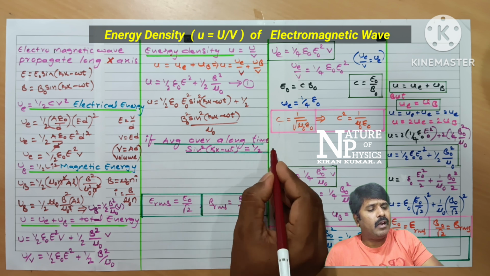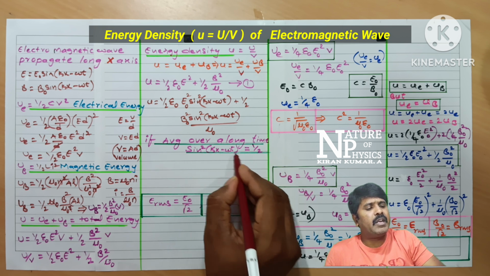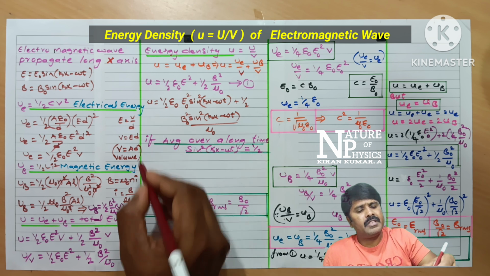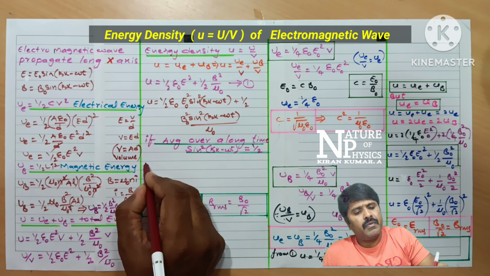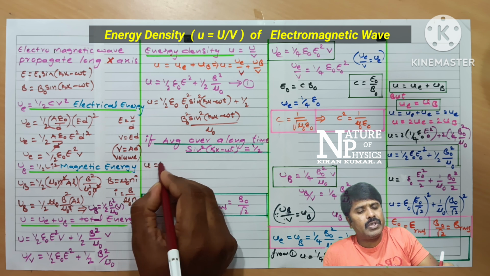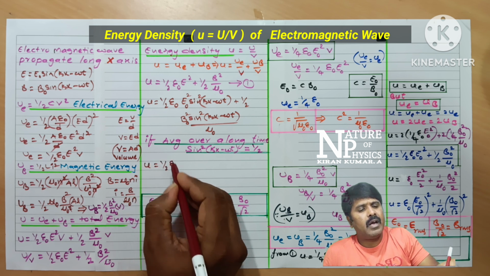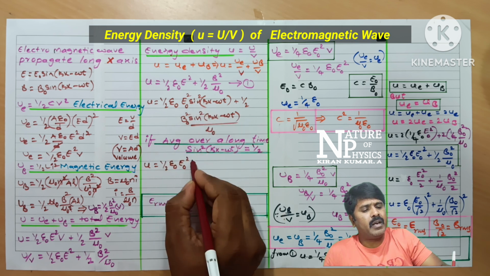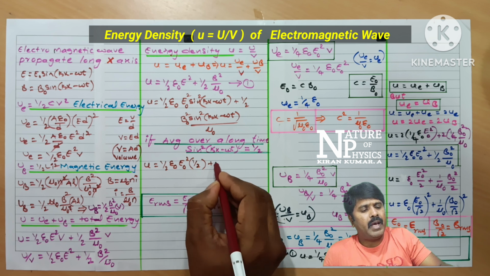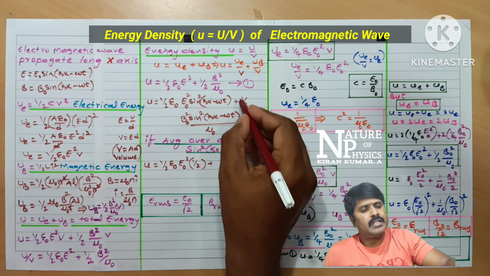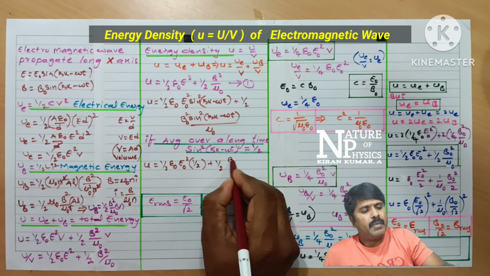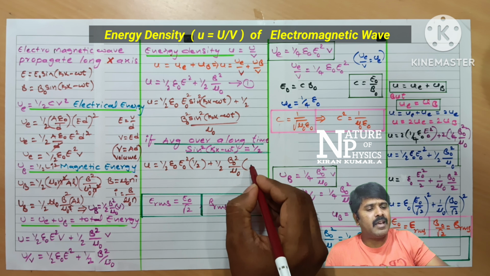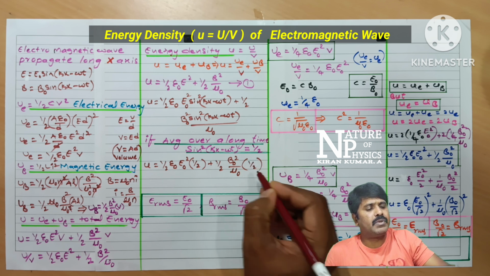Averaged over a long time, sin square(kx minus omega t) becomes half, 1 by 2, student. So replacing in the above equation, we will get U is equal to half epsilon naught E naught square, with sin square(kx minus omega t) being half, plus the remaining value, half B naught square divided by mu naught, into sin square(kx minus omega t), which is half, student.